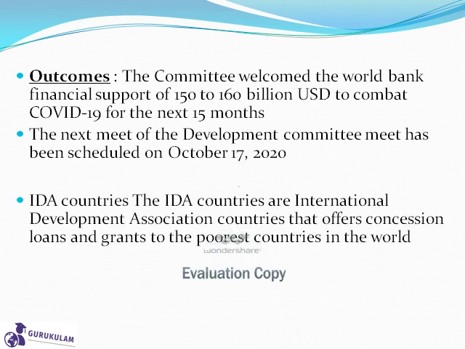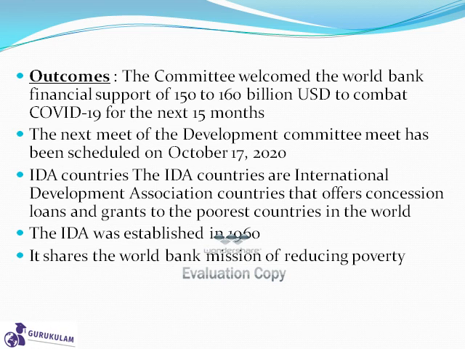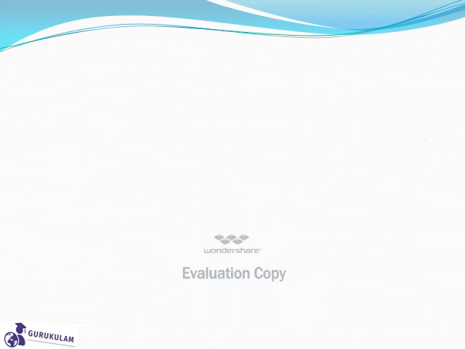So IDA countries are International Development Association countries that offer concessional loans and grants to the poorest countries, needy countries in the world. The IDA was established in 1960 and it shares the World Bank mission of reducing poverty around the world. So the association is governed by the Board of Governors of the World Bank.